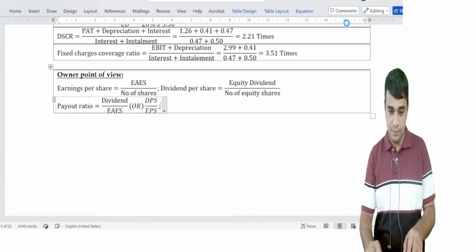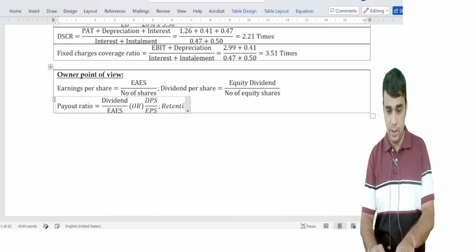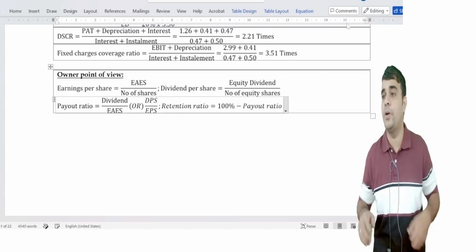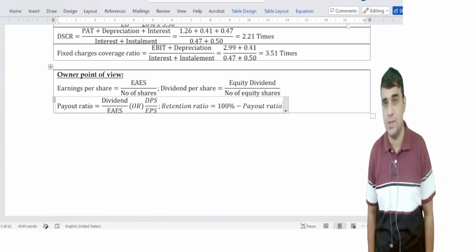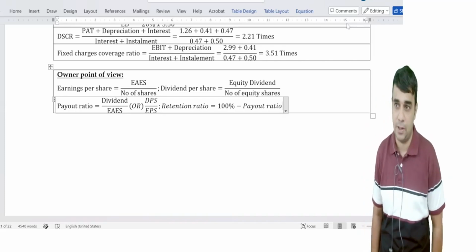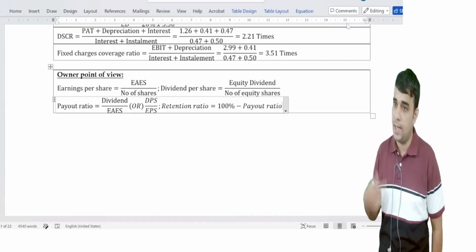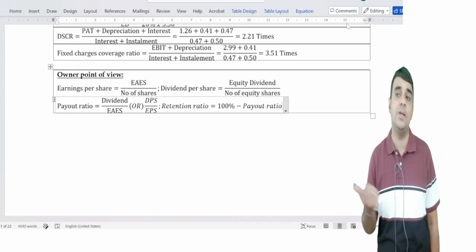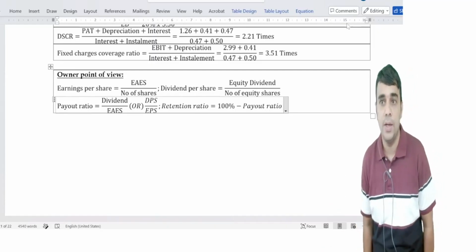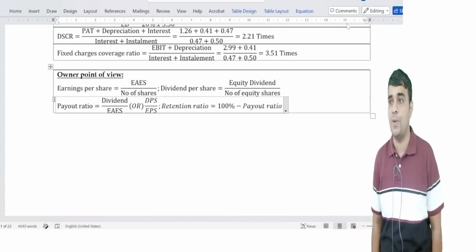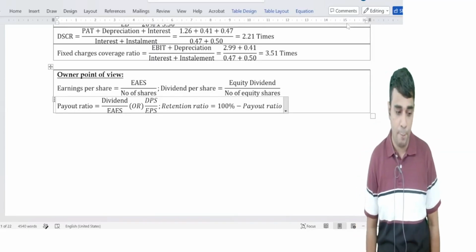And with this, we get another formula called retention ratio, 100% minus payout ratio. We used this in the cost of capital chapter: growth rate equals ROE into retention ratio. How ROE is calculated, we have learned here. Any doubts? These are the four ratios we may use from the owner's point of view. I don't have a problem as of now.